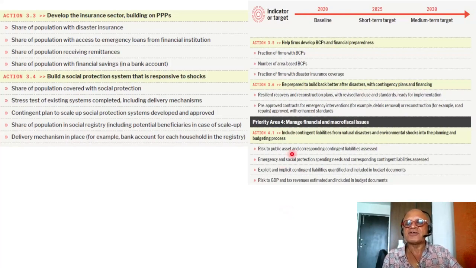Okay, so here priority area 4 is manage financial and macro fiscal issues, considering the importance of having the entire system be ready for the shocks while also helping people and firms to adapt, deal with residual risks, and in general manage the entire business of facing up to risks that are evolving with climate change. This section becomes very important, because without financial and macro fiscal issues completely figured out and dealt with, this is going to be a dangerous issue, especially for developing countries, which are highly vulnerable to climate change.